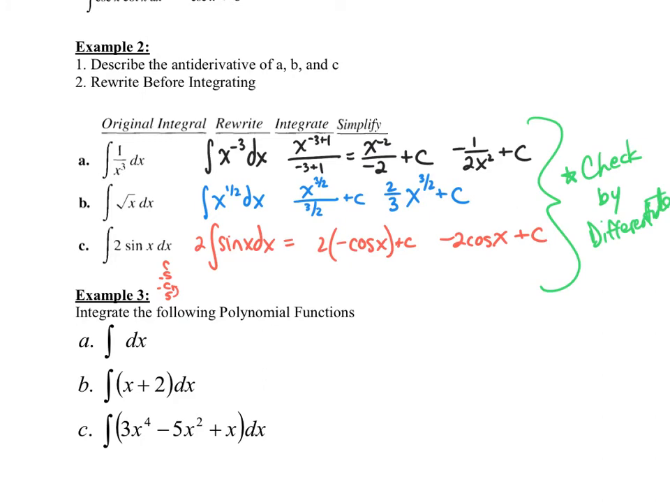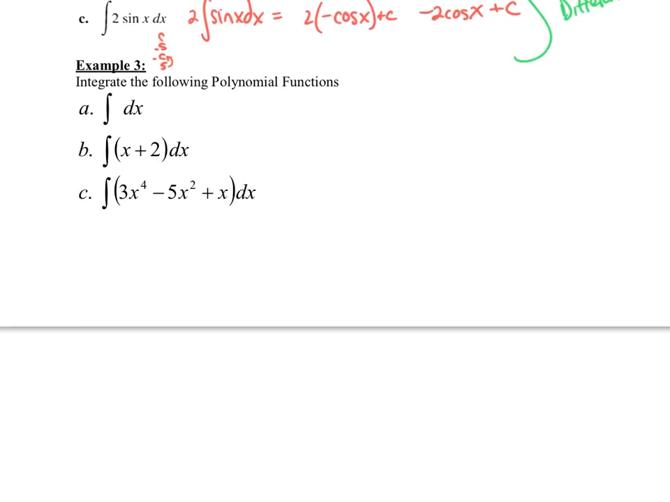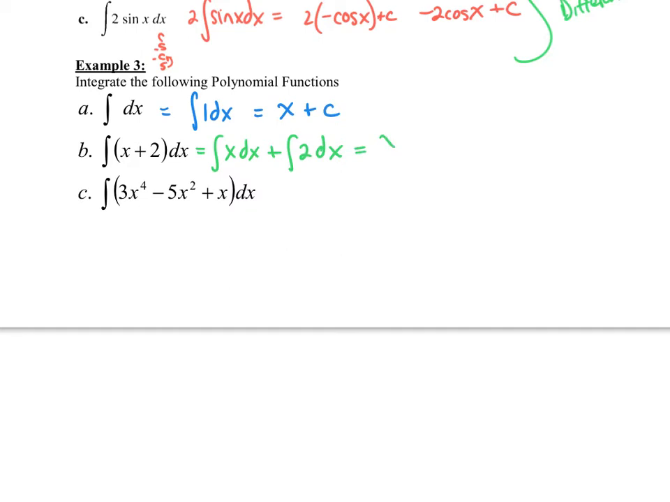Okay? Let's try some more with example 3. In this case, this is the same thing as saying the integral of 1 dx. Well, the integral of 1 is just x plus c. Here, this is the same as saying the integral of x dx plus the integral of 2 dx, which in this case would be x squared over 2 plus c and 2x plus c.